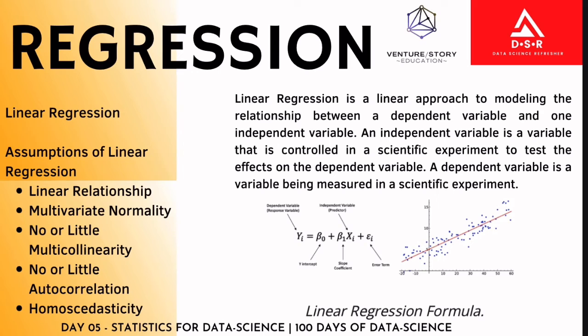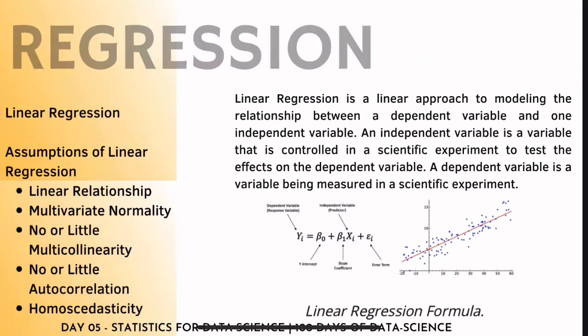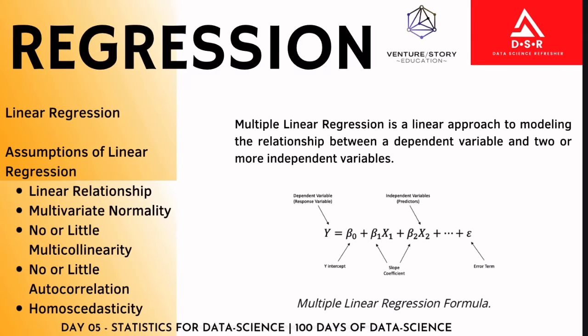The formula is yi equals beta 0 plus beta 1 xi plus epsilon i. So this is the error. We can also write it as ei. So this is the linear regression formula with the graph.